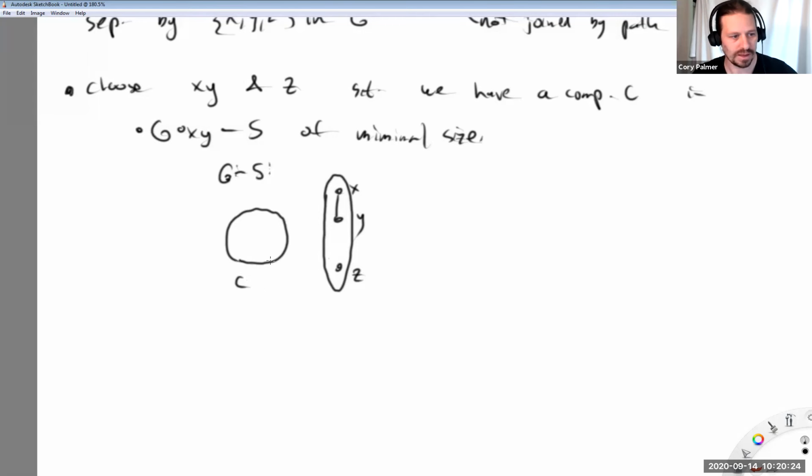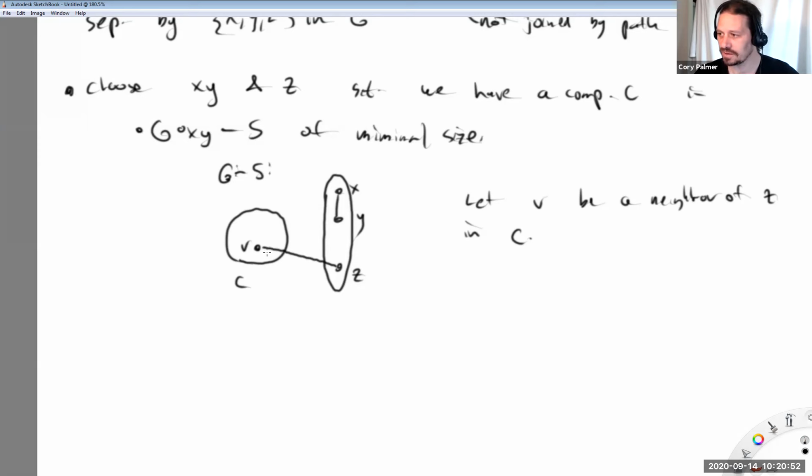We can look in the original graph when we remove X, Y, and Z, or we can look in the contraction when we remove VXY and Z. We get the same C here. Okay, so this is one of the minimal ones here. And let V be a neighbor of Z in C. So I put a vertex here, V, that's a neighbor of Z.